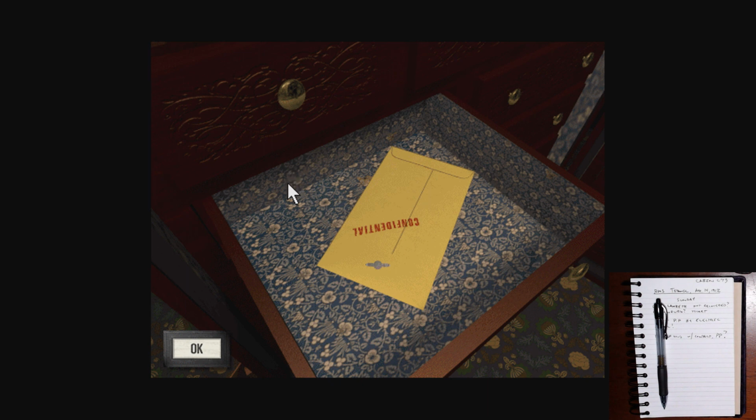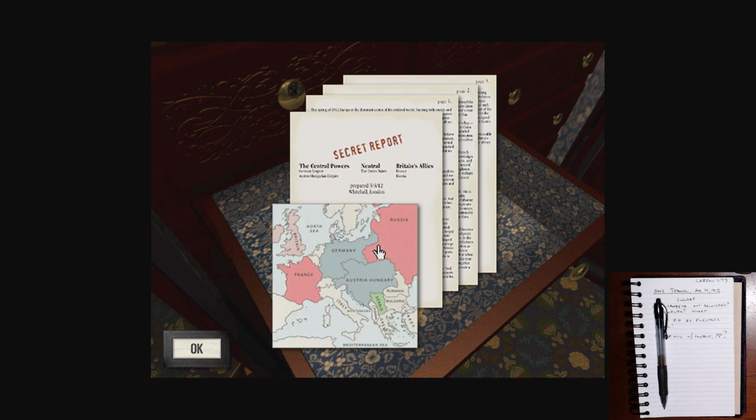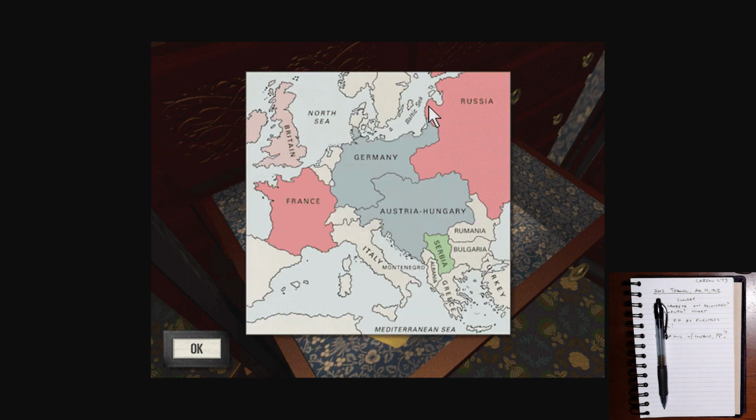A packet of confidential information. This is a map of current 1912 Europe. France, Russia, Germany, Austria-Hungary together. So perhaps this is a list of alliances here with this chunk here, and the Allies, France and Britain and Russia against Germany and Austria-Hungary and Serbia. So this must be my intelligence packet.